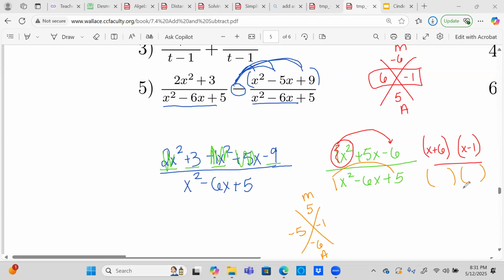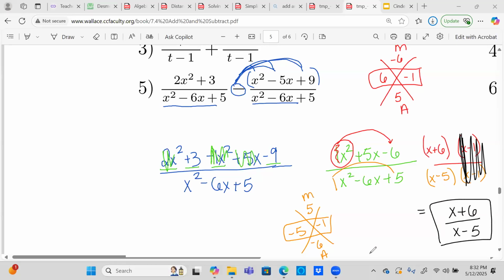So see the x squared? Split that up. 1x for me, 1x for you. And we had magic numbers of minus 5, minus 1. And then the x minus 1 cancels, giving us a final result of x plus 6 over x minus 5. That is the answer for number 5.